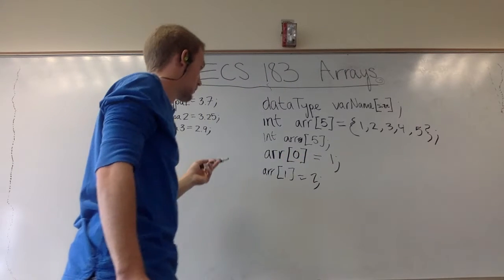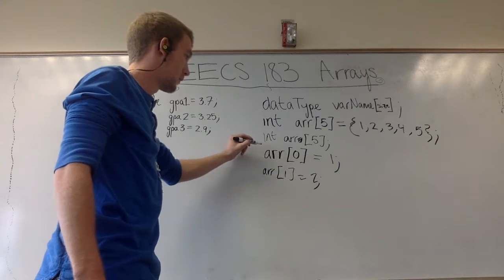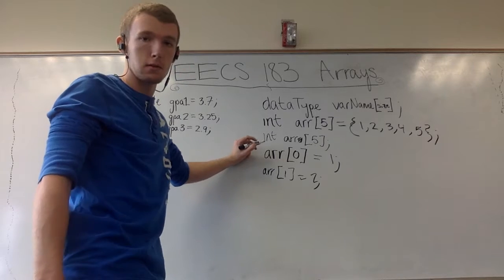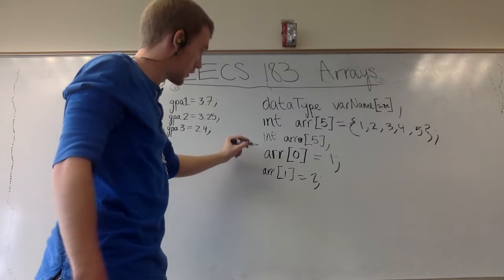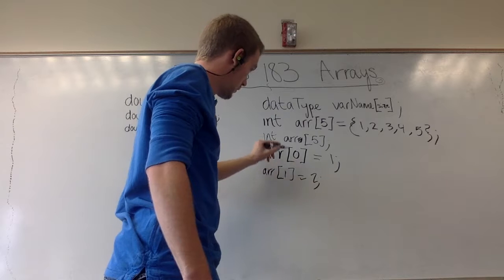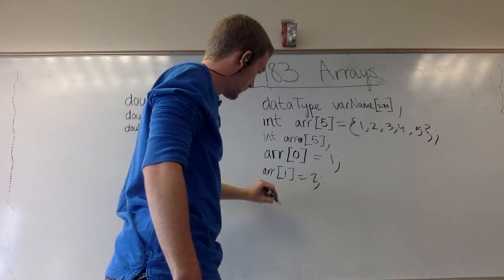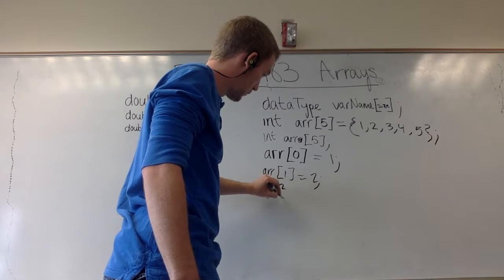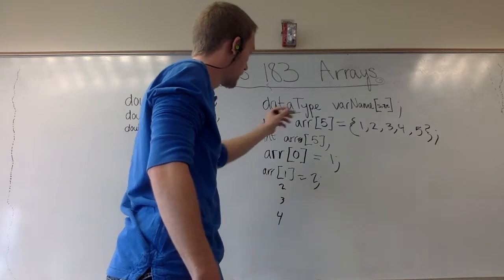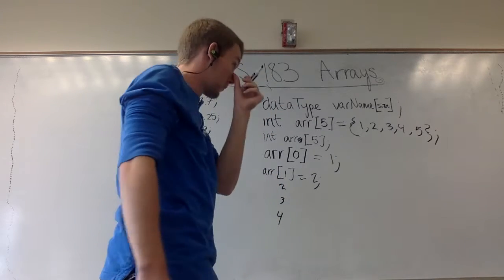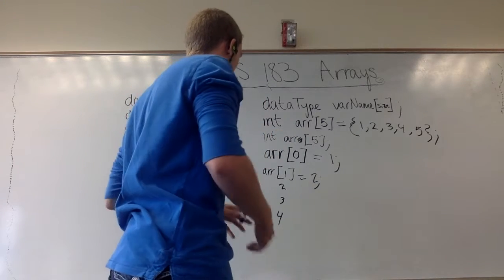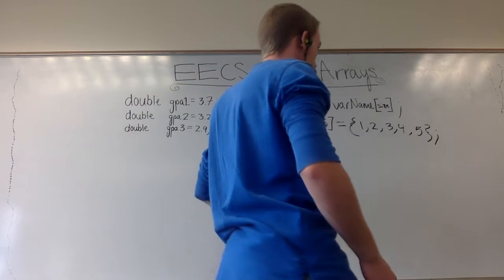And so on. An important thing to note here is that arrays are indexed at 0. So instead of starting at 1, they start at 0. For instance, this array would go to 4. So it goes 0, 1, 2, 3, and then 4, not 5. That's just an important thing to note when working with arrays.